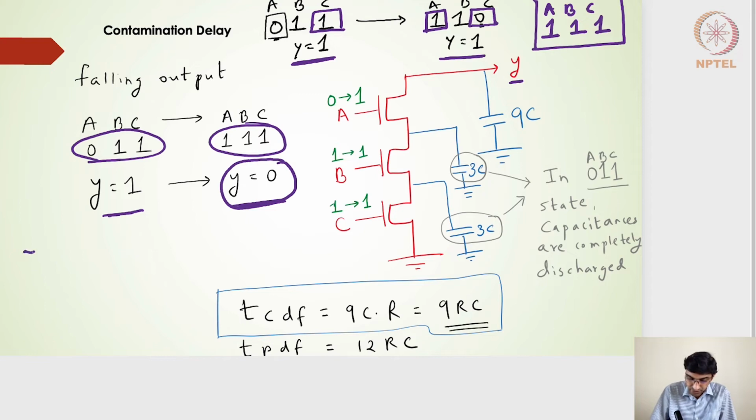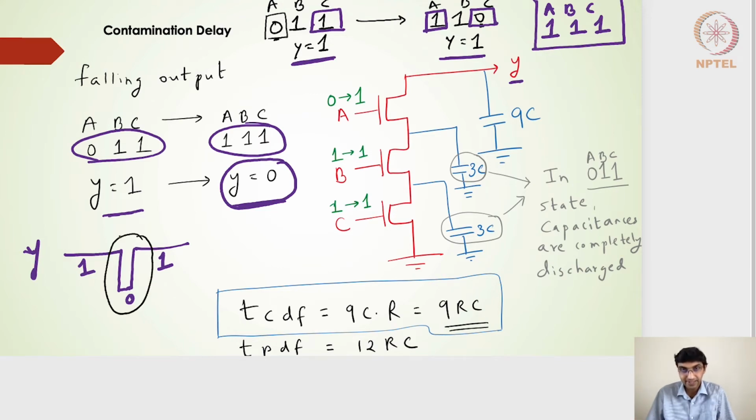So that means if I draw the Y output profile, I'll actually get 1 here, and then there will be a small glitch, and then it will go back to 1, right? So this is 0, and then this is 1, right? So this is a contaminated output, and that's why we are calling it a contaminated delay. And especially because it's a falling output, we will call it the falling contamination delay, t_CDF, contamination delay for the falling output.